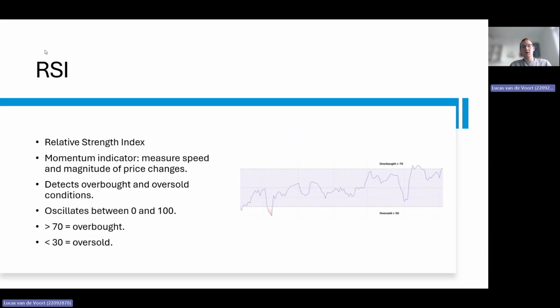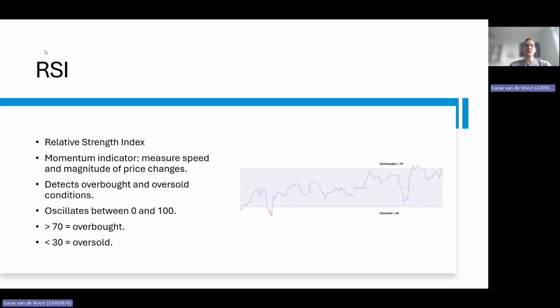And usually after MACD, you would move on to RSI, which is the relative strength index. This is a so-called momentum indicator that measures the speed and the magnitude of a security's price change, and it can detect overbought and oversold conditions. It's essentially a line that oscillates between 0 and 100, and when it's above 70, an asset is usually considered to be overbought, and when it's below 30, an asset is considered to be oversold. So below 30 would be a bullish signal, the price might go up, and above 70 could be a bearish signal, the price might go down.